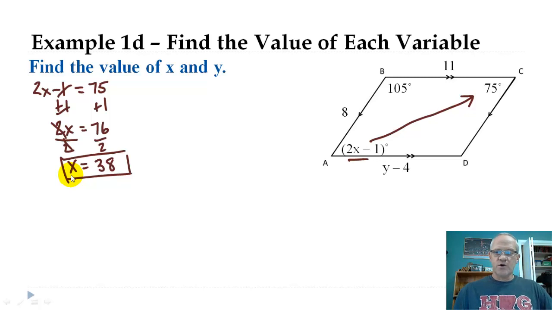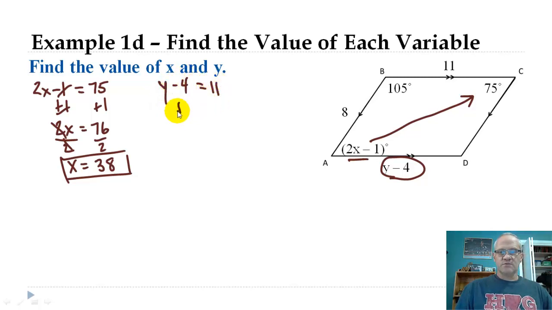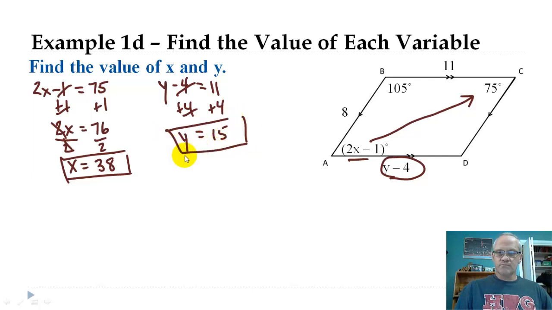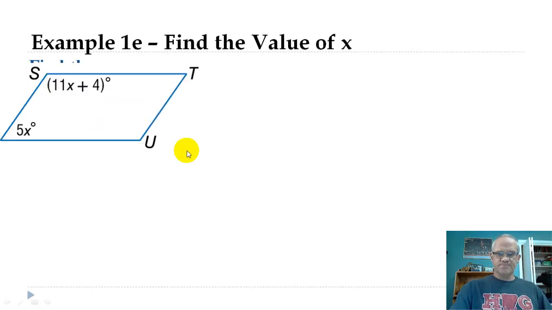All right, what about y? If you look over here, here's y minus 4. That's a side, side AD. We know in a parallelogram that the side straight across from that, or opposite to that, is congruent, and so that's 11. So our equation there for y is y minus 4 equals 11, and all we have to do is add 4. So y equals 15. Okay? Kind of starting to get a feel for this, hopefully.